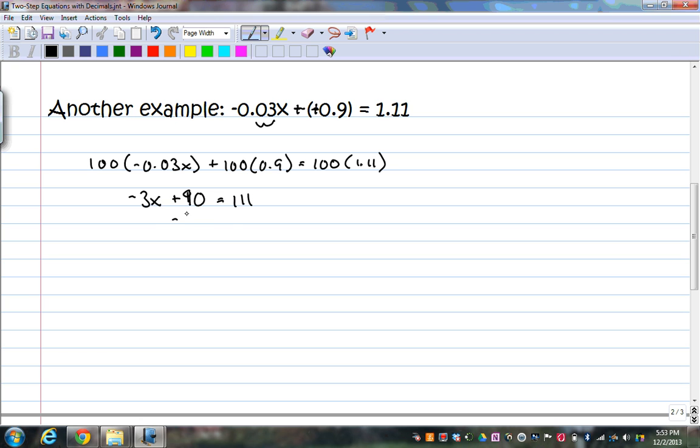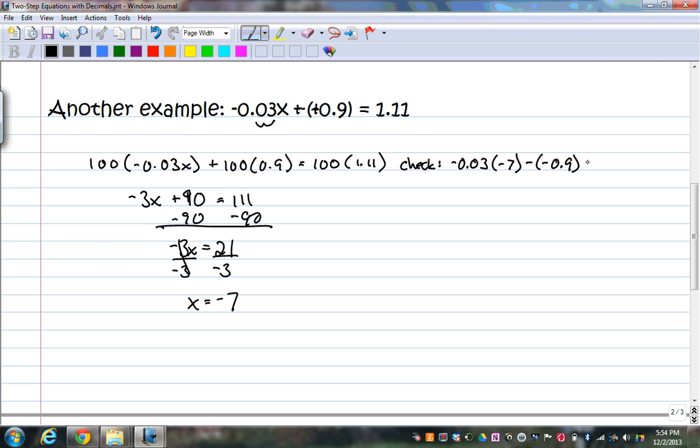First thing I'll do then is subtract 90 from both sides. And I get a negative 3x is equal to 21. Divide by negative 3 on both sides. And x is equal to a negative 7. And for my check step, I use the original equation. So I have a negative 0.03 times negative 7 minus negative 0.9. It should be equal to 1.11.